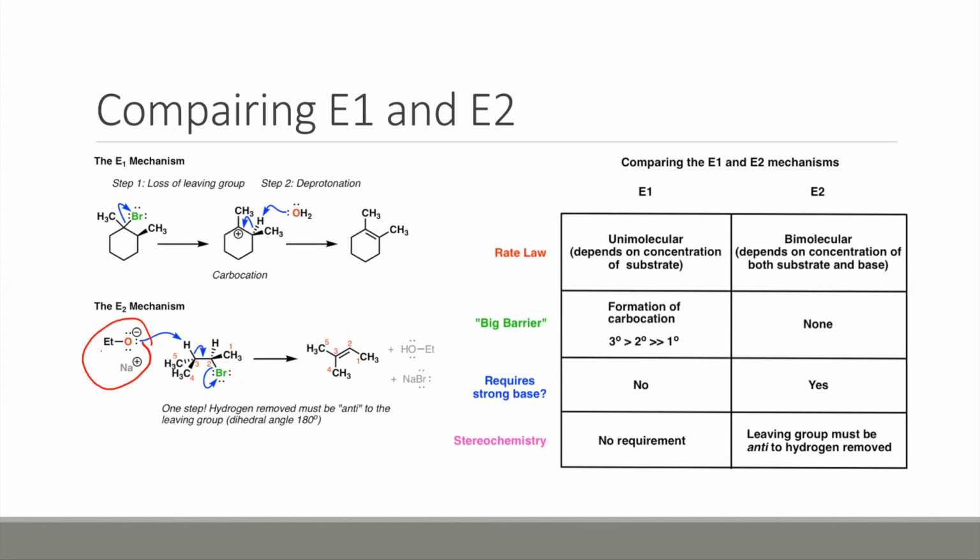E2 mechanisms, because they are concerted, because you have this 180-degree requirement of where your proton is and where your leaving group is, because they have to be anti to each other, the stereochemistry will affect the products of an E2 reaction.